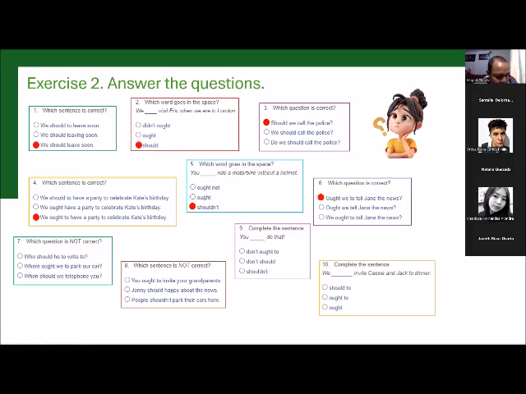Which question is not correct? Who should he to write to? Exactly, the first one. Thank you so much. Okay, number 8, please, Daniela. Which sentence is not correct? Jenny should happy about the news. Exactly, the second one. You are right. Thank you so much. Okay, number 9, who says me?